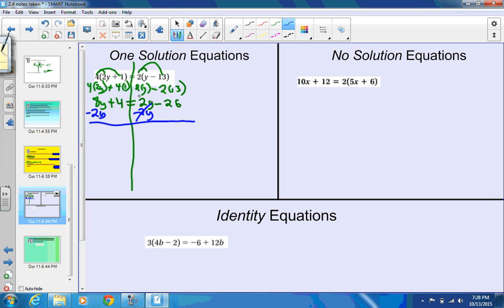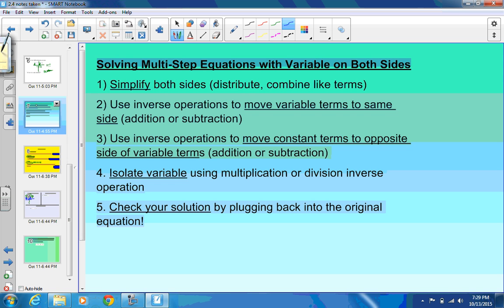Now this is gone. That's what we were hoping for. So we're left with this minus 26 over here. 8y minus 2y is 6y plus 4. Now you notice it's a two-step equation. So we can first get the constant terms. So we want to move the constant terms, or the number terms, to the opposite side, and then do our either division or multiplication, which would be our inverse operation.